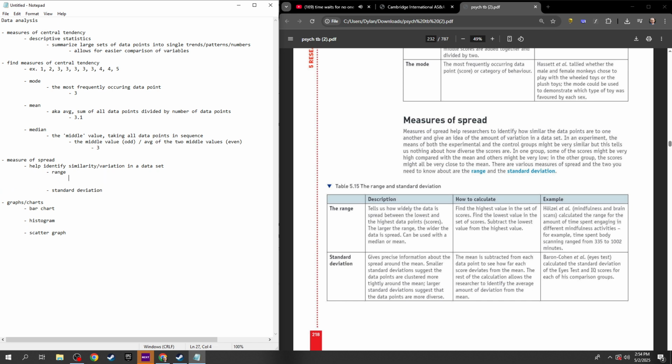So, range tells us how widely the data is spread between the lowest and highest data points. The larger the range, the wider the data is spread. Can be used with a median or mean. Let's write that down. How widely the data is spread between highest, lowest data points.